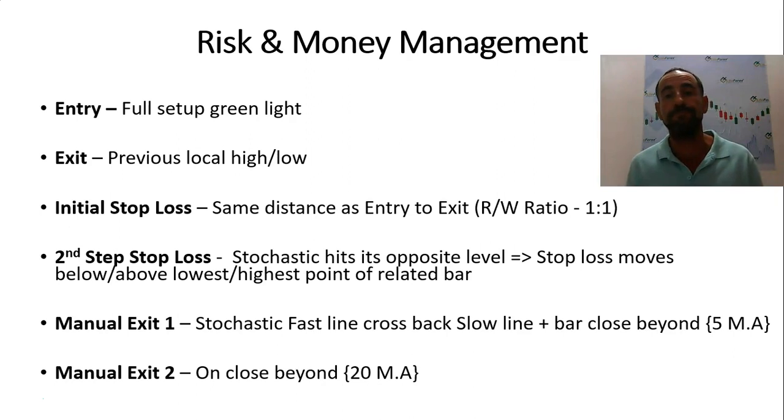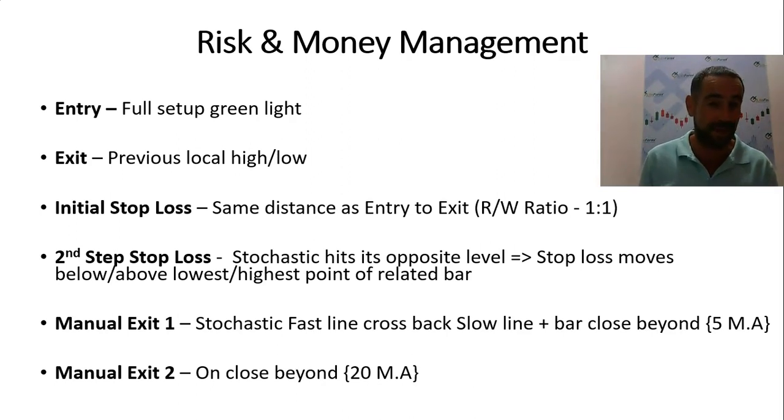We also have kind of a manual exit, if you will, where if price doesn't make it to the previous high or previous low, there's also a manual exit. We actually have two of those, where the stochastic fast line crosses back the slow line, plus the 5-day moving average is being crossed by the bar itself. The bar itself closes beyond the fast moving average, basically the 5-day. That's enough for me to pull out. I'm not gonna wait for the stop loss level or the price target.